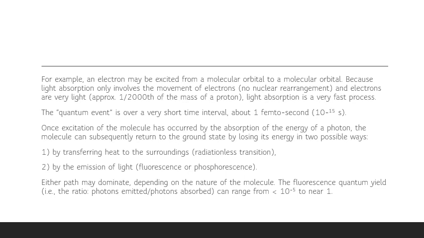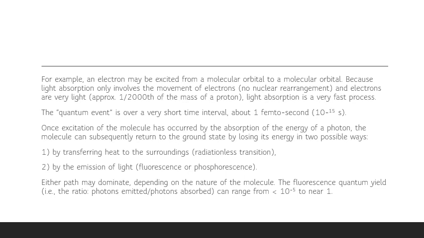Once excitation of a molecule has occurred by absorption of energy, the molecule can subsequently return to the ground state by losing its energy. Now there are two ways to transfer energy here. It can go to the excited state on supplying the energy, and the electron can come back by one of the ways. In the first way, they can transfer heat to the surroundings without any radiation. That is called radiationless transition. Most of the time, in most samples, this happens.